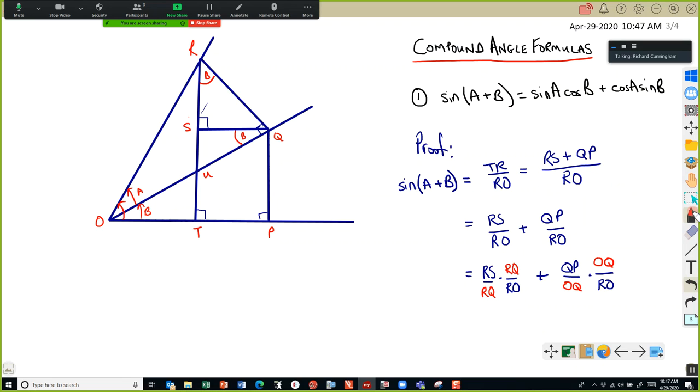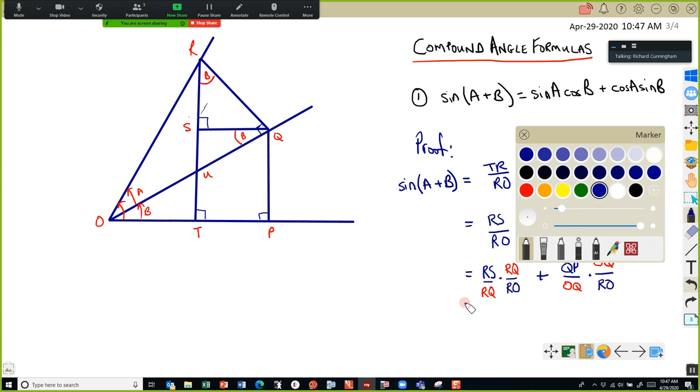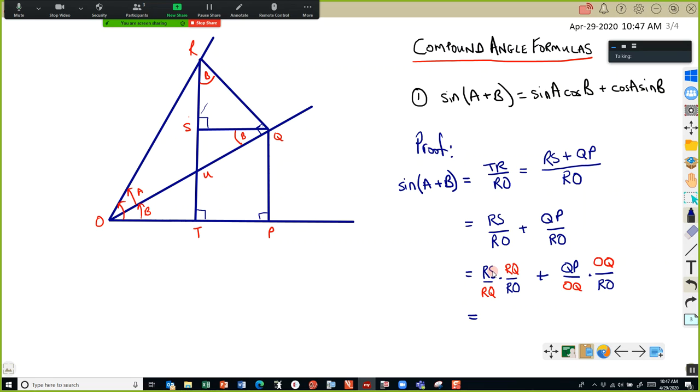Once we've done that, we are pretty much good because if I've got RS over RQ, we've already said, well, RS, let me just draw a little triangle. So I'm just redrawing this triangle, RS, and Q. This is B. There's the angle. This would be the opposite, adjacent, hypotenuse. So RS over RQ, that's adjacent over hypotenuse. So this is cos of B.